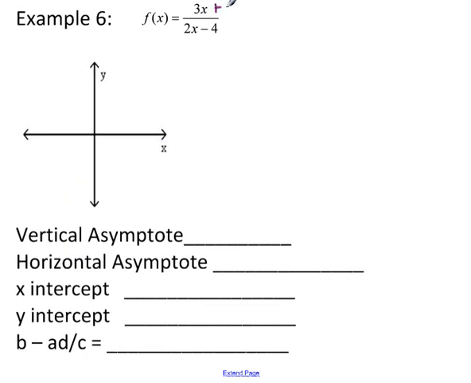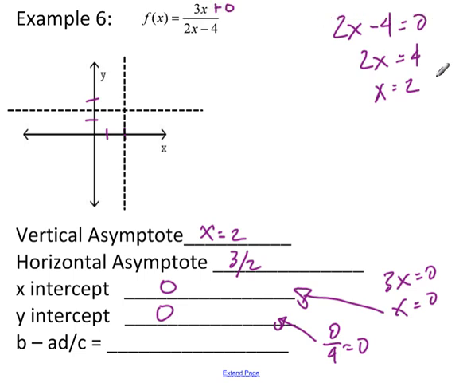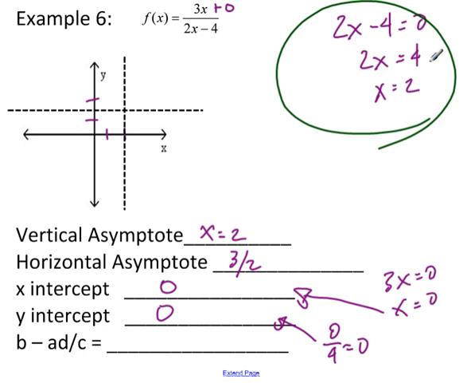Alright, this guy. Number 6, it's like I got a plus 0 here. Gonna kind of fill in this stuff here real fast. Alright, so that looks good. Vertical asymptote, solving right here. Add your 4, divide by 2, and get x equals 2. Horizontal is just 3 over 2, the front numbers.